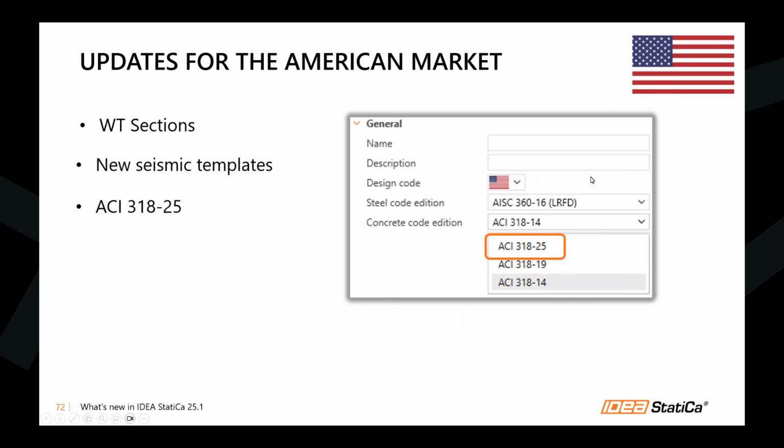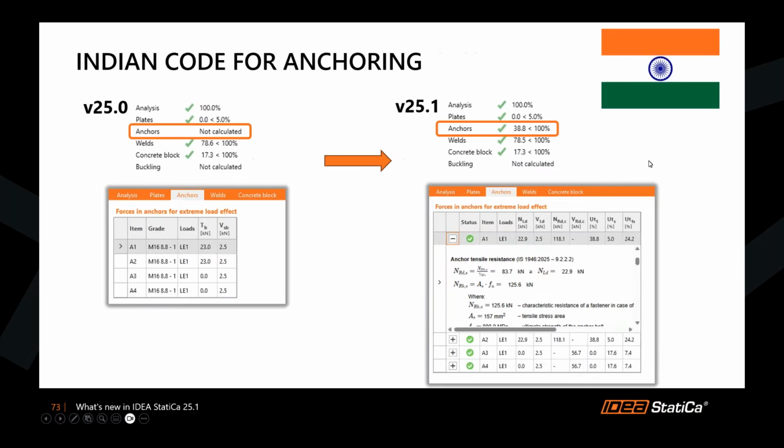318-25 has been implemented. And for Indian code or Indian region, previously the anchors haven't been analyzed, haven't been code checked. Only the results in forces have been visible. That was changed in the new version. So now the whole set of code checks has been implemented, and it's available for this code.